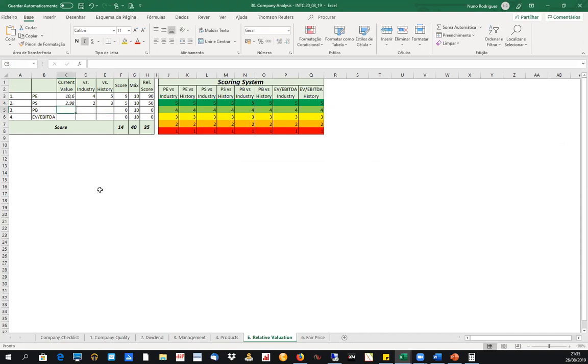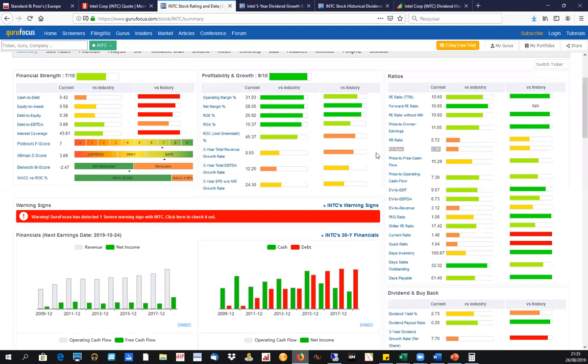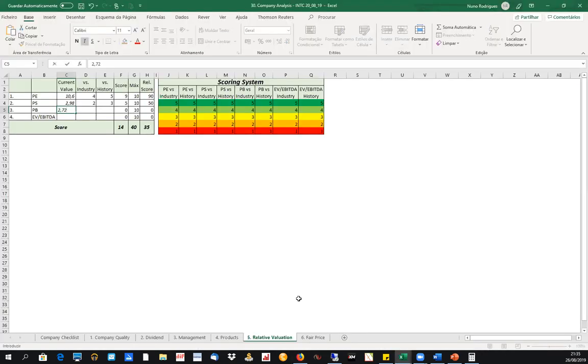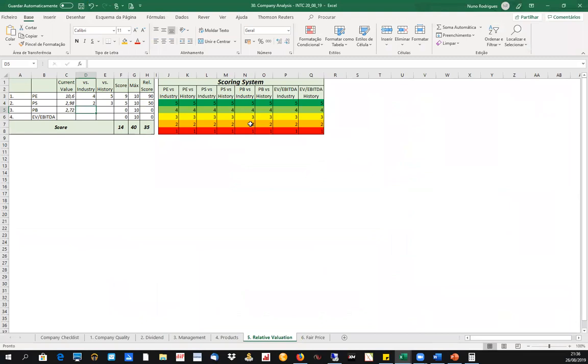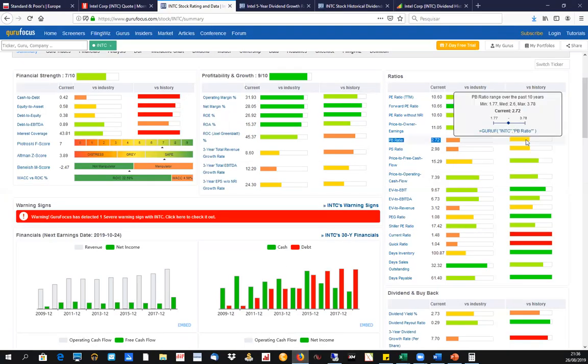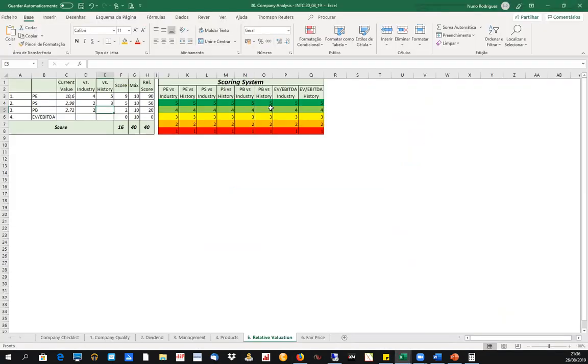Now price to book, 2.72. Against its peers, we have orange. So price to book versus industry, orange, we score a 2. Versus its history, we have the yellow. So price to book history, yellow, we score a 3.